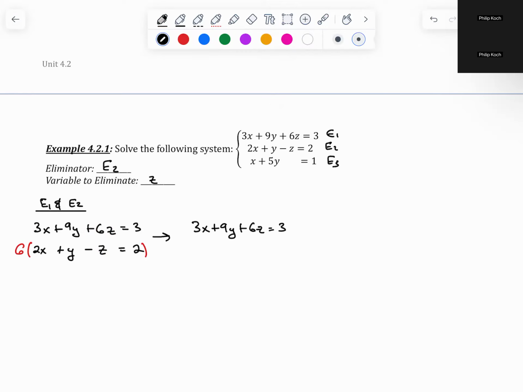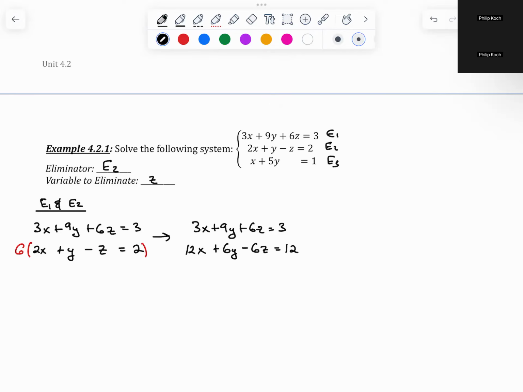And then now it's going to be 6x plus 6y minus 6z. Oh, no, 12. 12x. What am I doing? 12x plus 6y minus 6z is equal to 12.